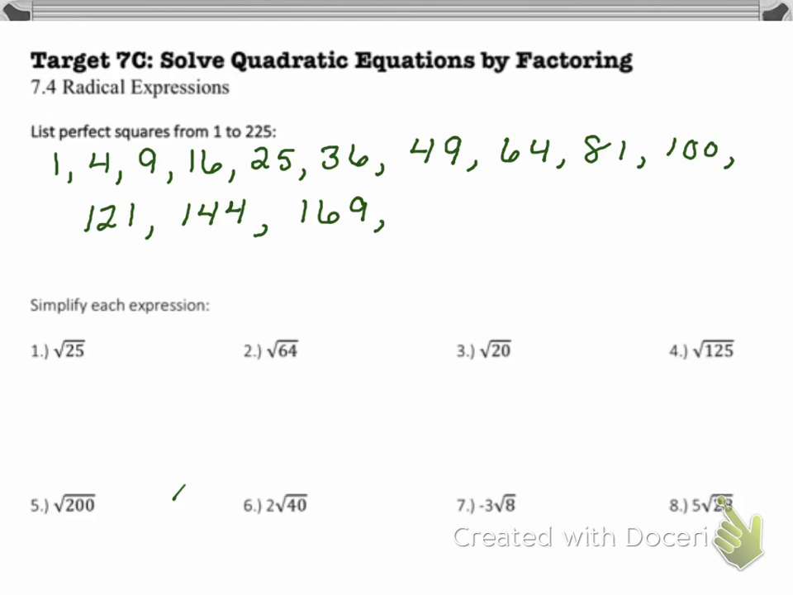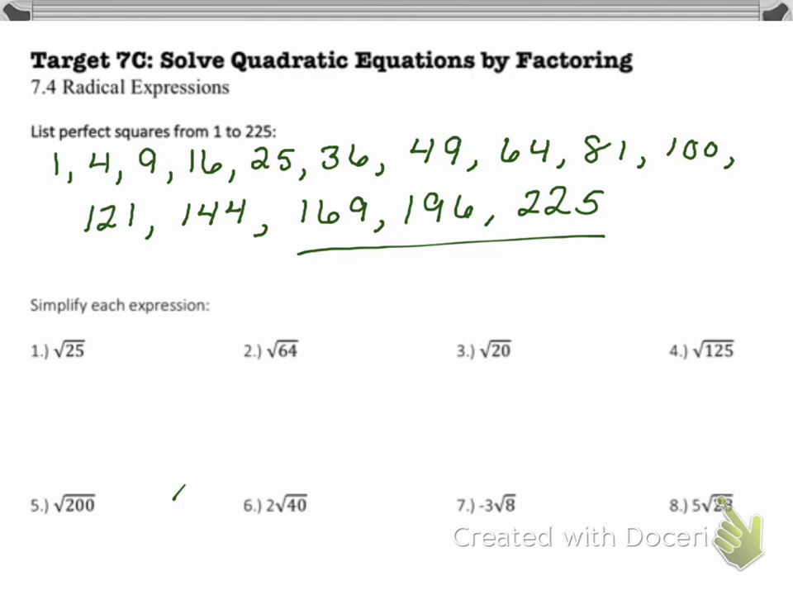14 squared, I'm actually blanking on that one, so I have to pull out my calculator. Let's see, 14 squared is 196. And then 15 squared is 225. Now, it'd be really great if you guys could memorize these, but I definitely expect you to know up to 144. It's going to be really helpful in simplifying our radicals.